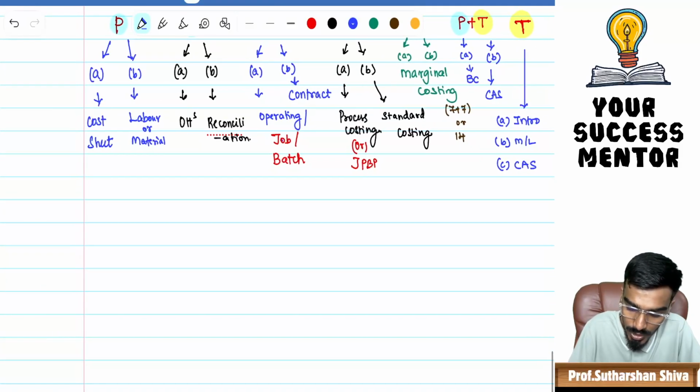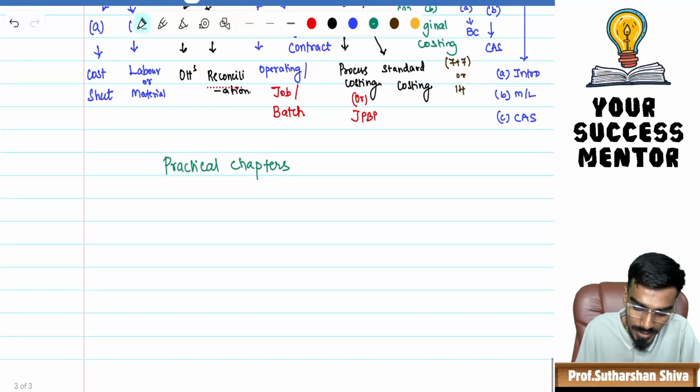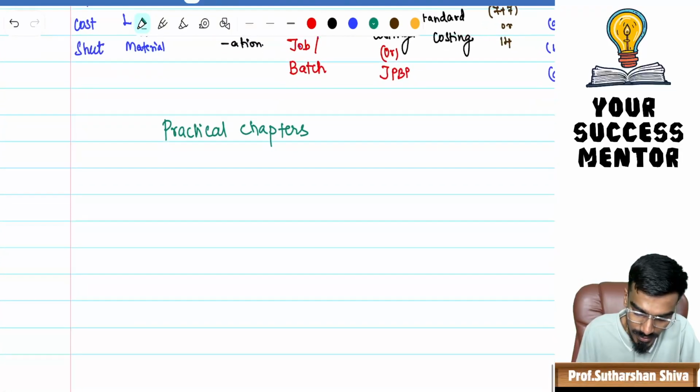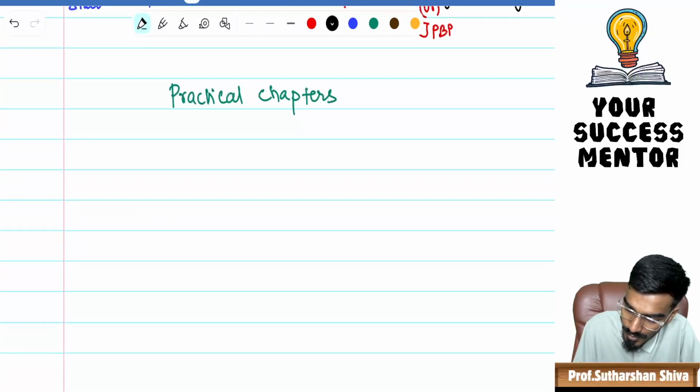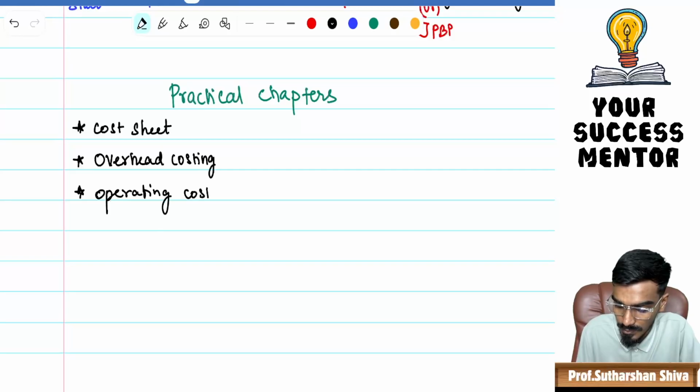So in this, what are the practical chapters? List down the practical chapters in your notebook so that you will have clarity over which concept you need to focus. Practical chapters we are taking for our discussion is number 1, cost sheet. Primary goal is cost sheet. Overhead costing. Operating costing. Next one, you will be having contract costing.